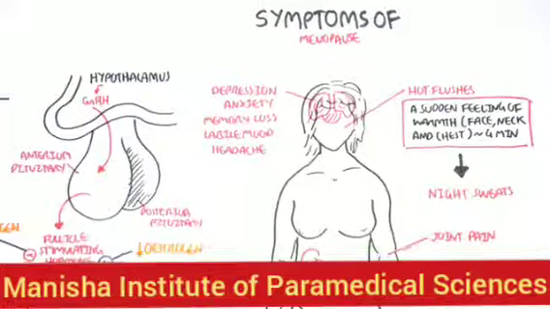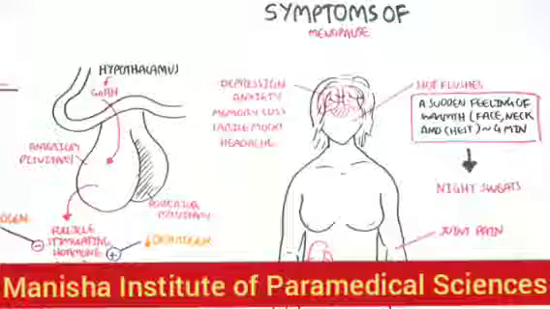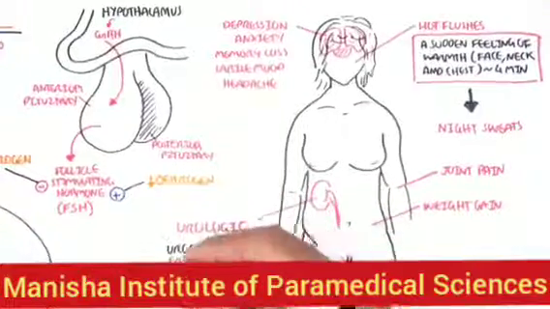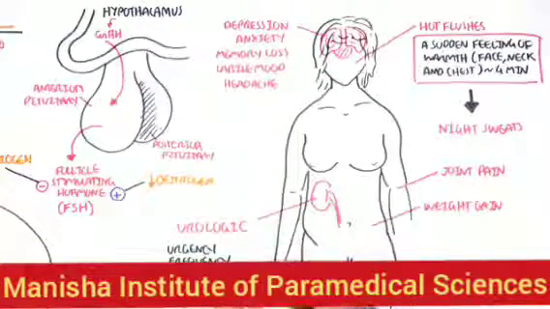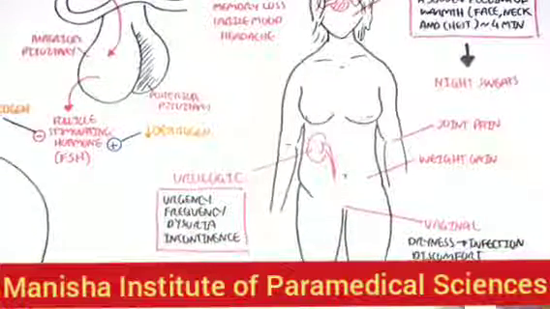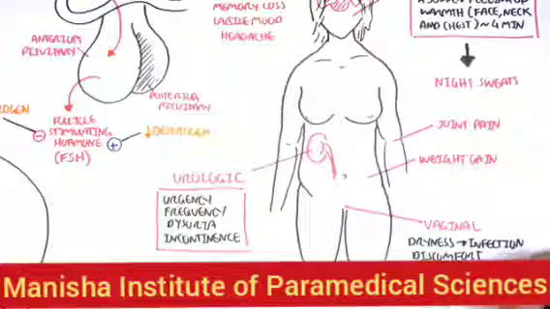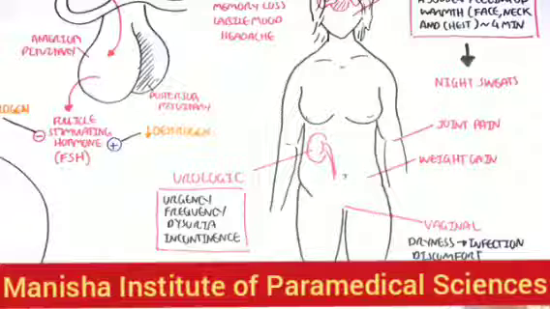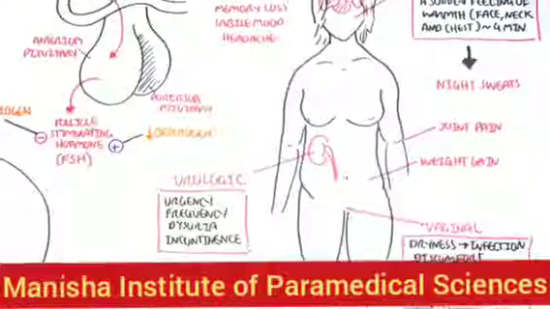Urological symptoms include urgency, frequency, dysuria, and incontinence. Vaginal symptoms and signs include dryness, which increases the chance of the female getting urinary tract infections as well as other infections. There is also discomfort, itching, dyspareunia, and vaginal atrophy.